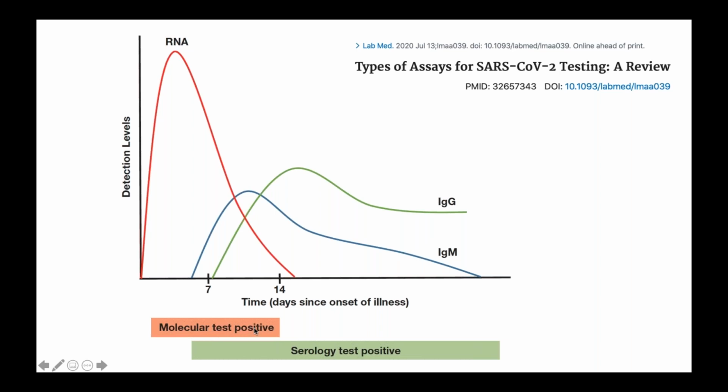So you can see here there's an indication of when the molecular test is potentially positive, meaning the diagnostic test looking for the virus, versus the serology test, which is the antibody test, which can start to be positive in some individuals after a week, but generally doesn't become positive in the majority of people that generate immune responses until after 2 to 3 weeks.